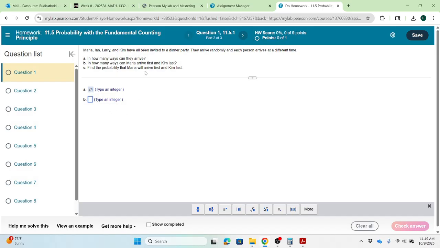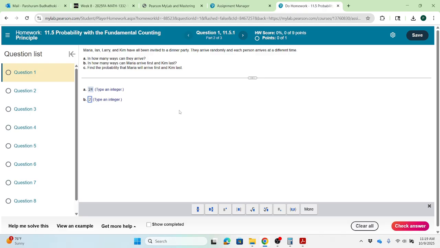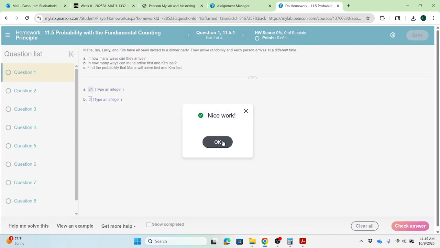In how many ways can Maria arrive first and Kim last? So out of these 4 people, the first position is fixed, Maria, and the last position is fixed, Kim. The only possibility is that the change happens here. Second position, if 2 of them are gone, the second position would be anyone from 2, and the third position would be the last one, so 2 times 1. So there are only 2 possibilities to have that type of entry.